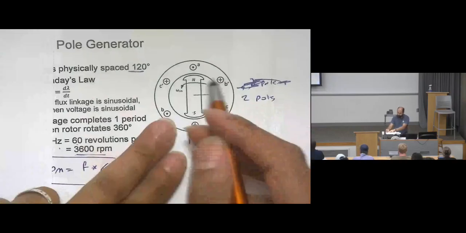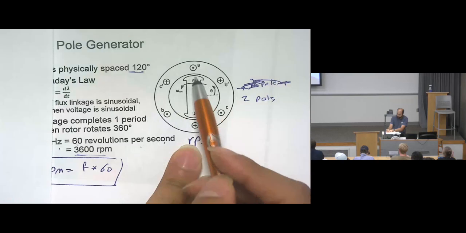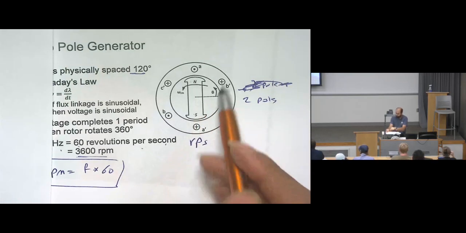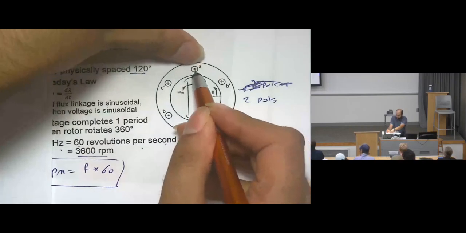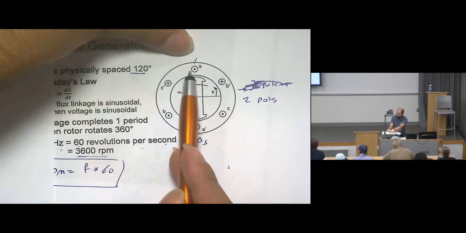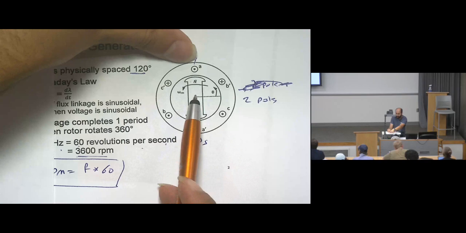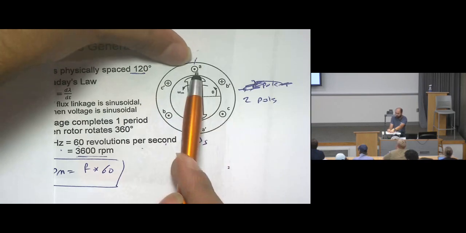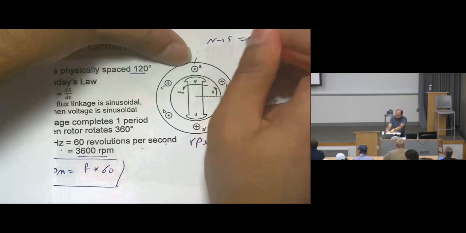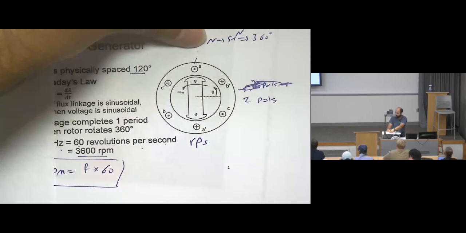Then, looking at this one, in order to complete a full cycle, how many north and south do we have? Only one, right? So here, north. Let's start from point A and complete one rotation to go back to A. So it takes only one magnetic cycle to complete it, which is going from north to south to north, taking 360 degrees. Right?